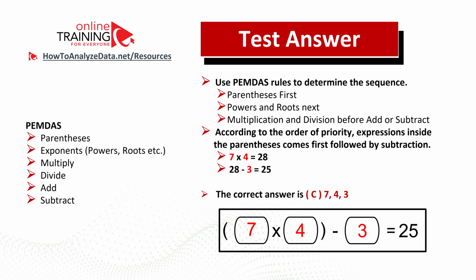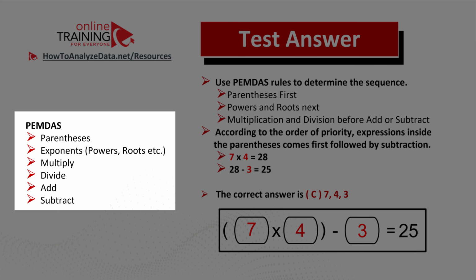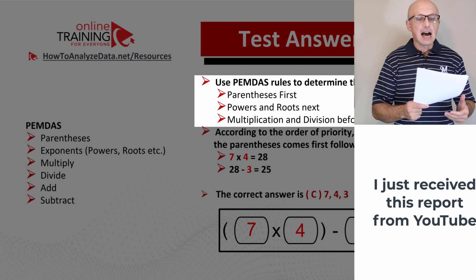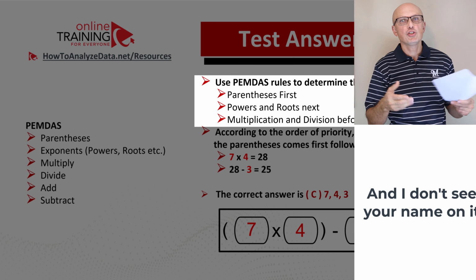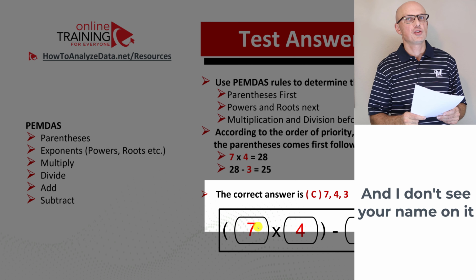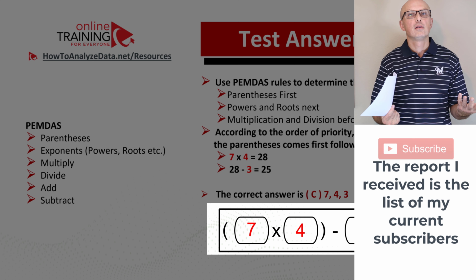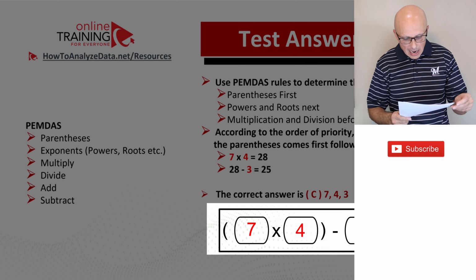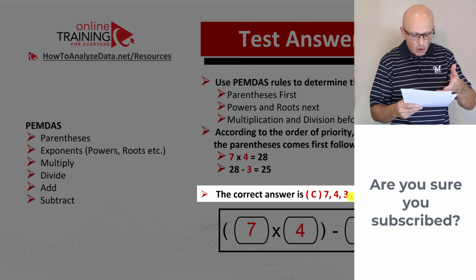To get to the solution, you need to remember one word, PEMDAS, which stands for parentheses, exponents, multiply, divide, add, and subtract. This is the order of operations you need to keep in mind. Parentheses first, powers and roots next, multiplication and division before adding and subtracting. So in this case, we need to multiply 7 by 4 first, then subtract 3 to get to the result of 25. And the correct solution is obviously choice C, 7, 4, 3.